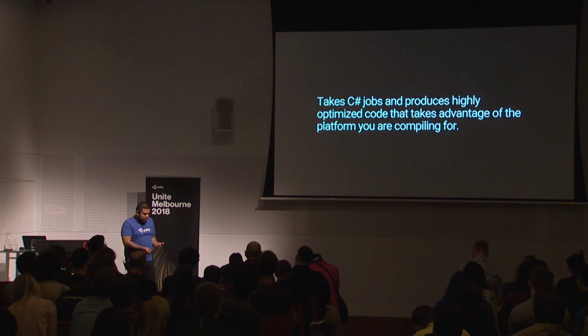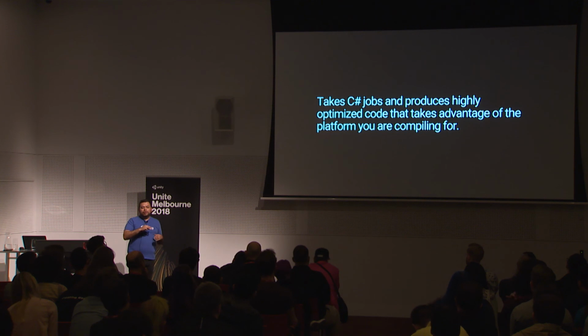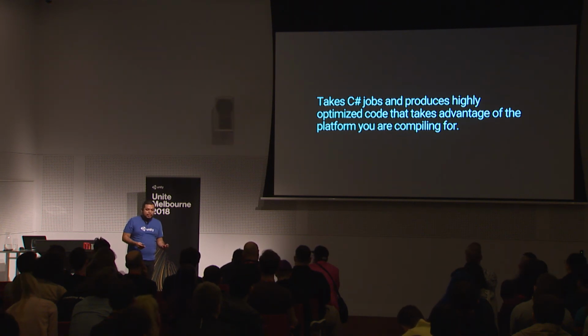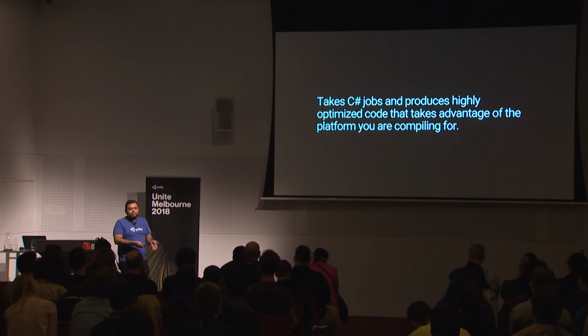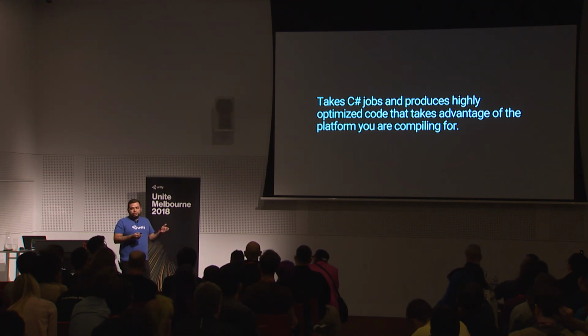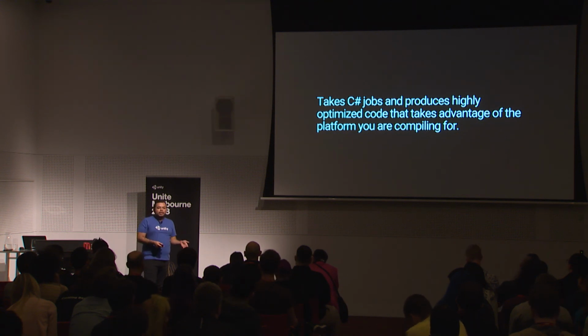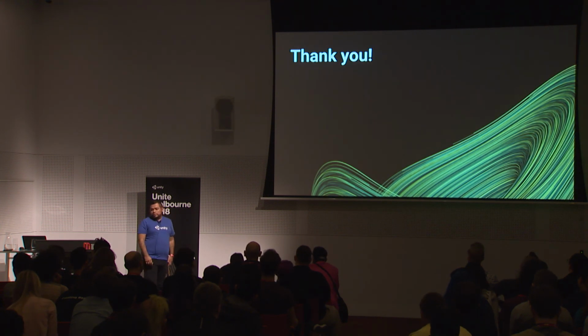The goal of the burst compiler is to take your C# jobs and create optimized native code for the platform that you are targeting. That's its only purpose. You don't have to do anything else besides indicating that you want your game to be compiled with Burst. Then you can be sure that Unity is compiling the most optimized code for the target platform that you're going after.